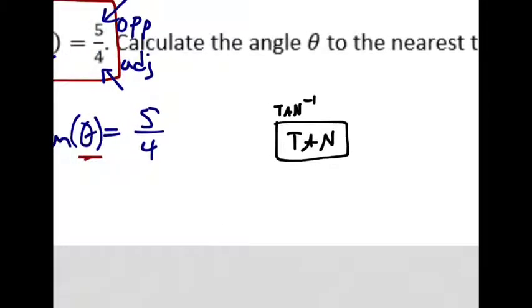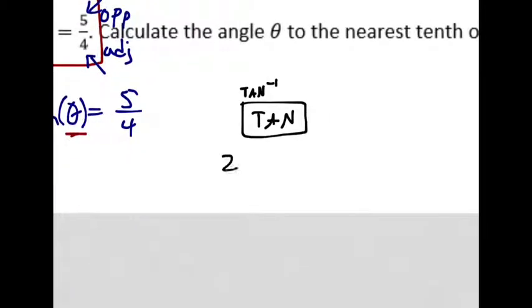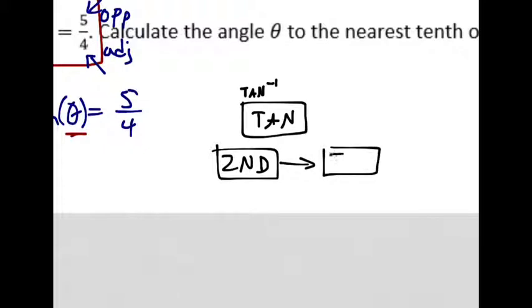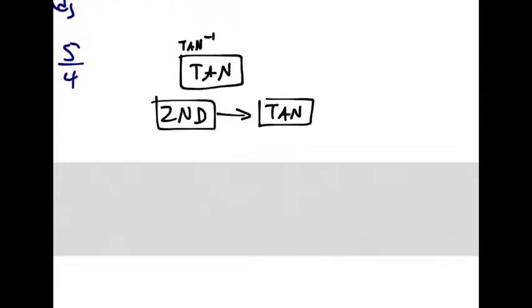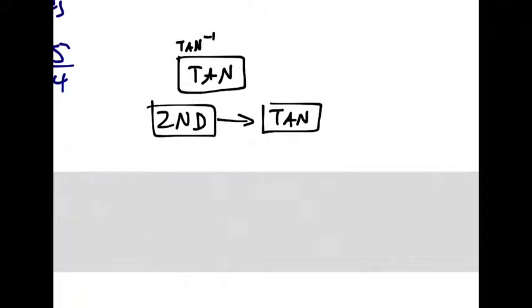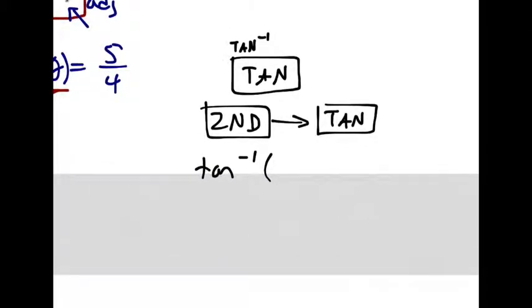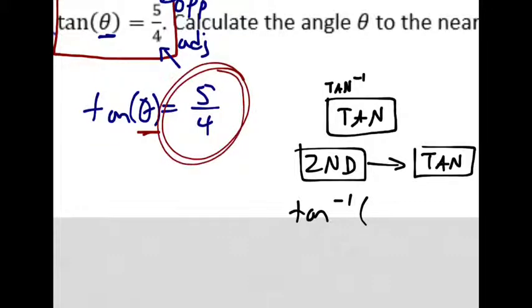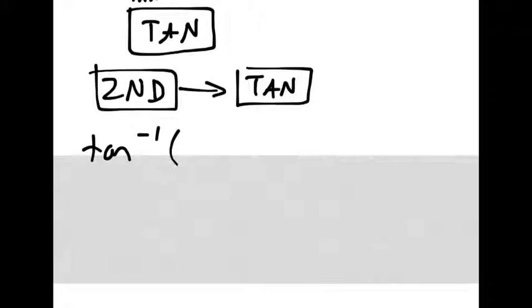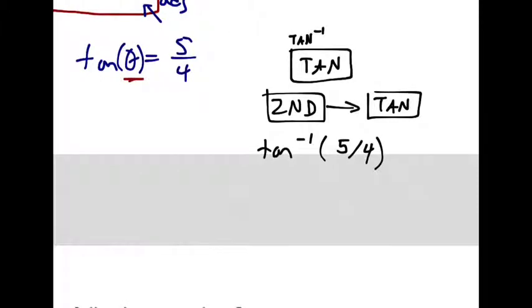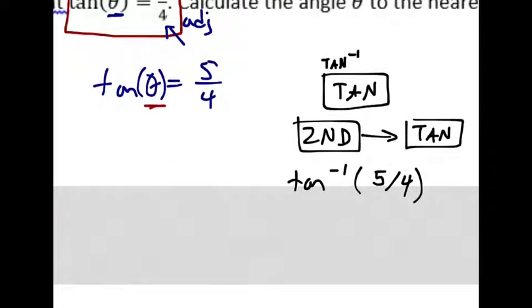So to access that function, we press the second button, and then we press tan. Your calculator should pop up with tan -1, and then it'll start your bracket. The thing that we want to put inside these brackets is the ratio that the tan of that angle is equal to. So you put tan -1 of 5/4, the ratio that angle is equal to, and that will solve for theta.